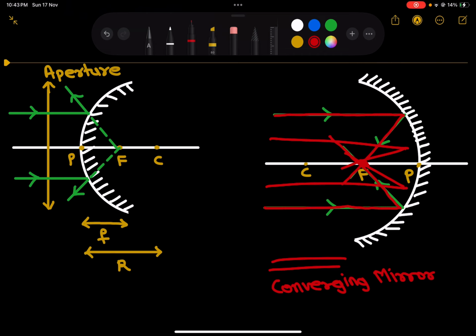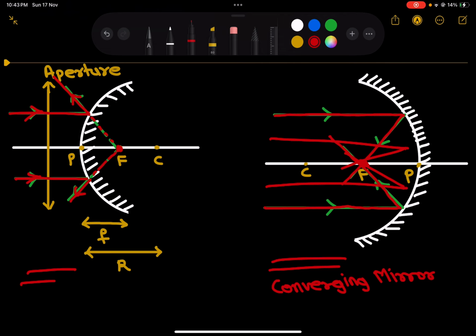Okay. Similarly, if you come to see this diagram, the convex mirror. What happens when you throw a beam of light parallel to the principal axis? Here, the focus is behind the mirror, right? So the rays get diverged. The rays go in this direction. But where do they appear to come from? They appear to come from the focus, or they can be traced back to the focus.